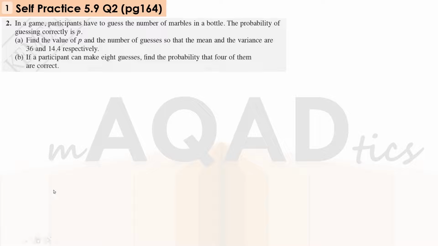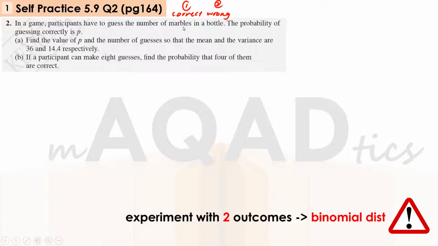For question 1, our experiment is within a game, the participants need to guess the number of marbles in a bottle. So this kind of experiment, we have only two outcomes, right? Either you guessed it correctly or you guessed it wrong, right? So we have two outcomes. And from the previous videos, we've learned that if we want to find probability for experiments that have two outcomes, we are going to use binomial distribution.